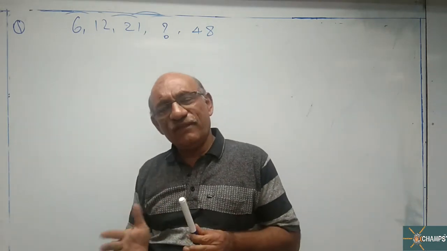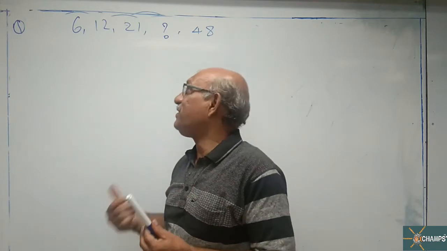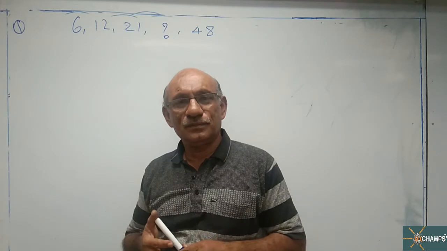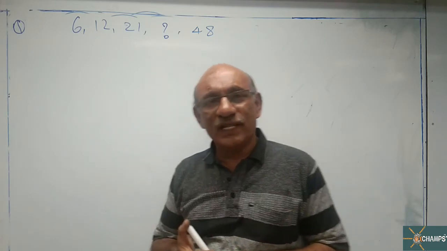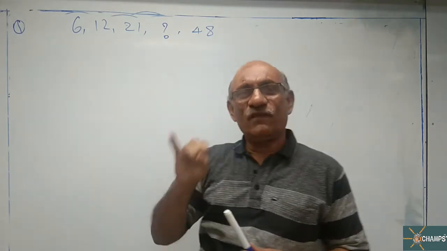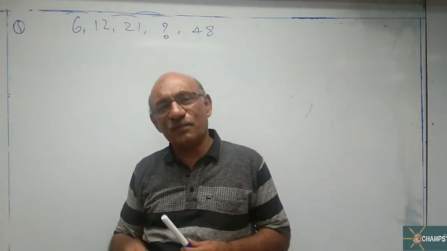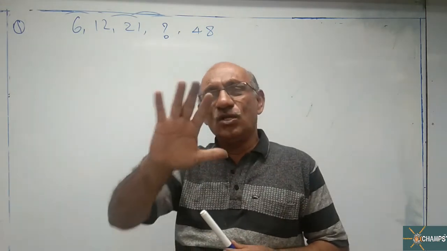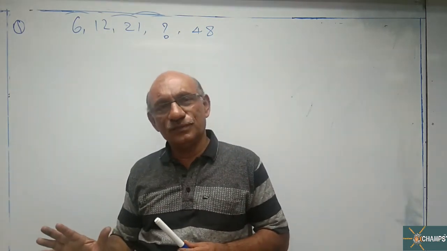So verify, is it a perfect square? 6 is not a perfect square. 6 is not a prime number. But 6 is a factorial 3. But 12 is not a factorial 4. Therefore it is not a perfect square, not a perfect cube, not a prime number, not a factorial series. So 4 points are out.